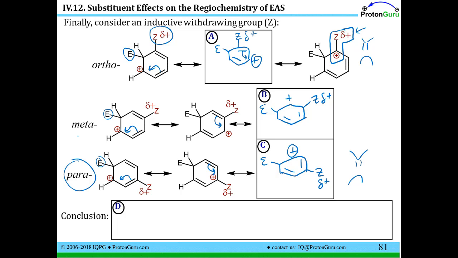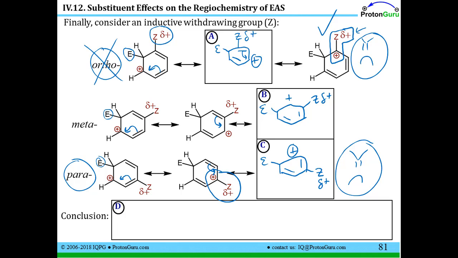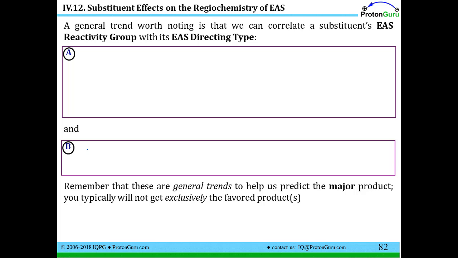But in 2 of the cases, para and ortho, you have an actual unfavorable situation where the Z group is beside the positive charge. That's a repulsive force. We would expect that to make the ortho and para carbocations less stable. That means we would anticipate that the meta substitution product would be the major product. So the general trend worth noting is that we can correlate a substituent's electrophilic aromatic substitution reactivity group with its electrophilic aromatic substitution directing ability.